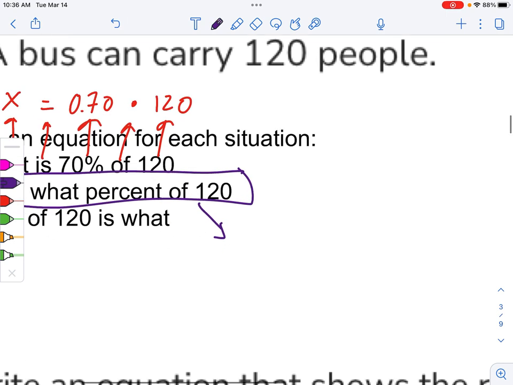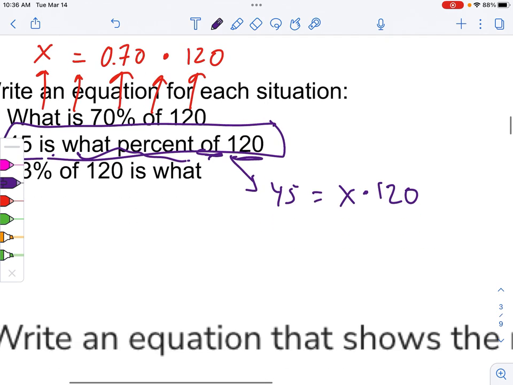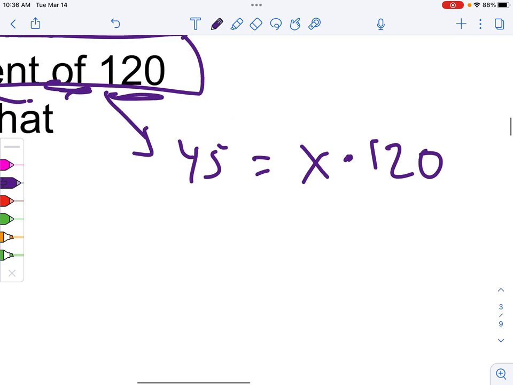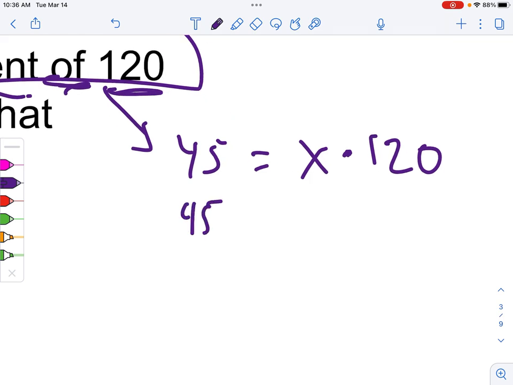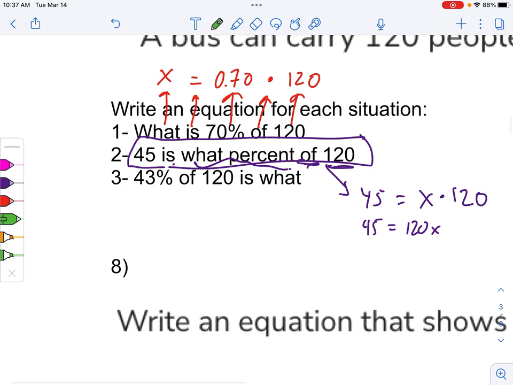Let's try it on this one. So 45 equals what percent? I don't know. That's how we give it a variable. Of, which means multiply, 120. I'm going to rewrite this too, so it looks a little more algebra-y. So 45 is, and we can write 120x. You can write both these ways, and you will get your answer. Both of those are true.